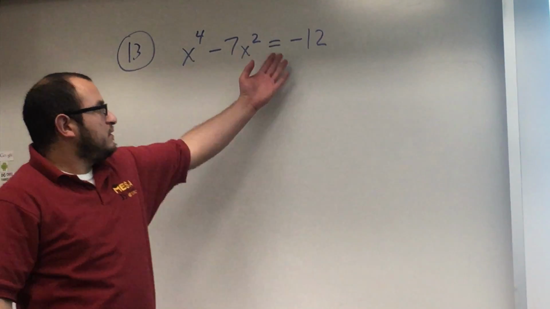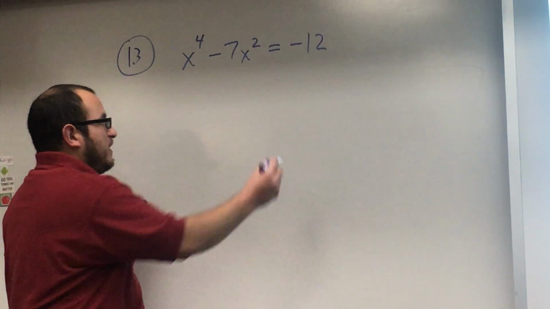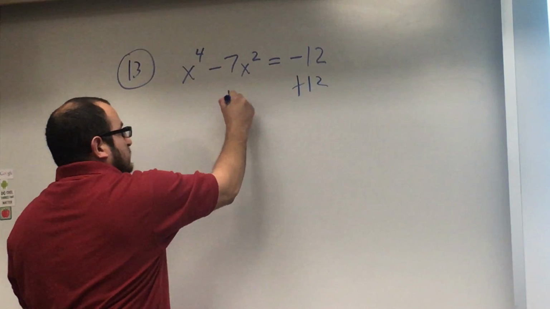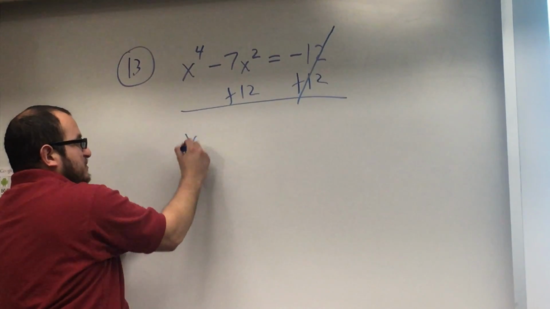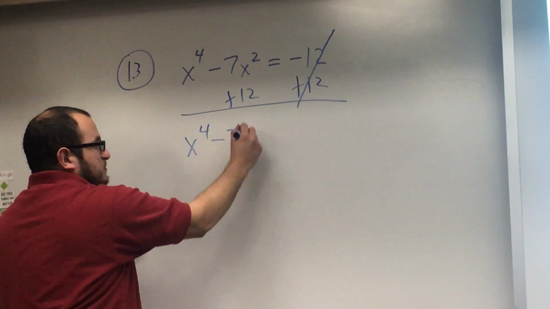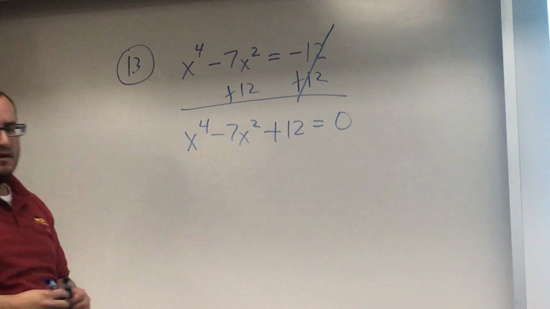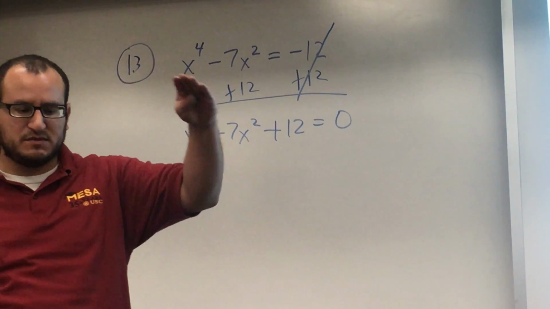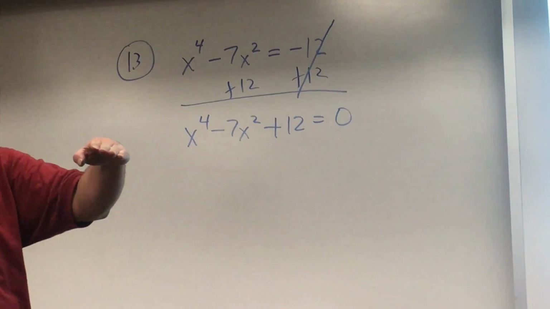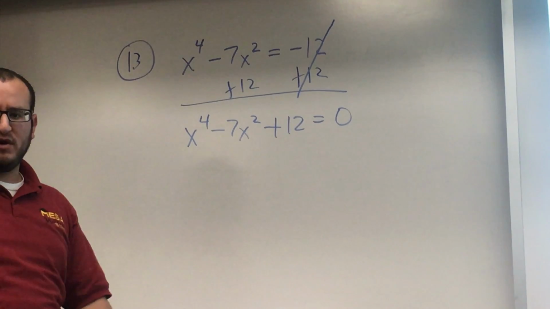Alright, so again, this is negative 12. How do I make it into 0? You add 12 to both sides. This is gone. So I'm left with x to the 4th minus 7x squared plus 12 equals 0. Now that I have everything on one side, I could go through the list: box method, GCF, grouping, and cubic formulas. In this case, I have 3 terms, so I'm going to do box method.